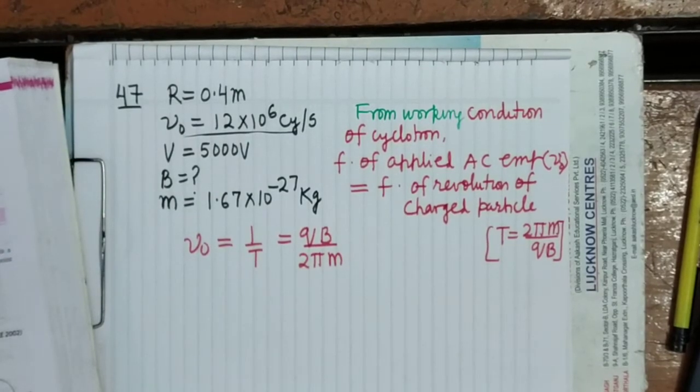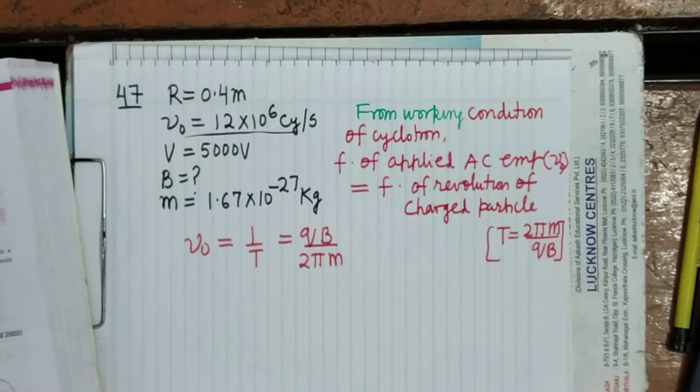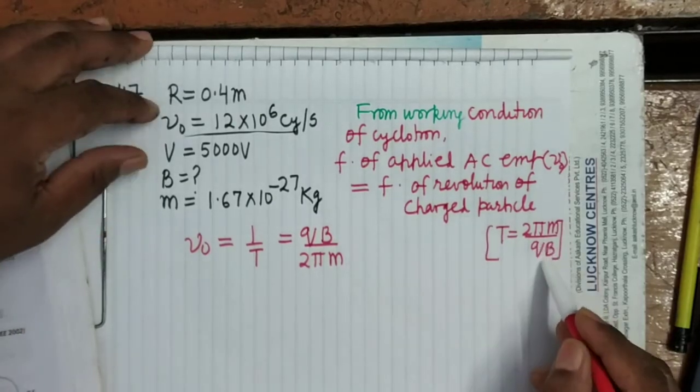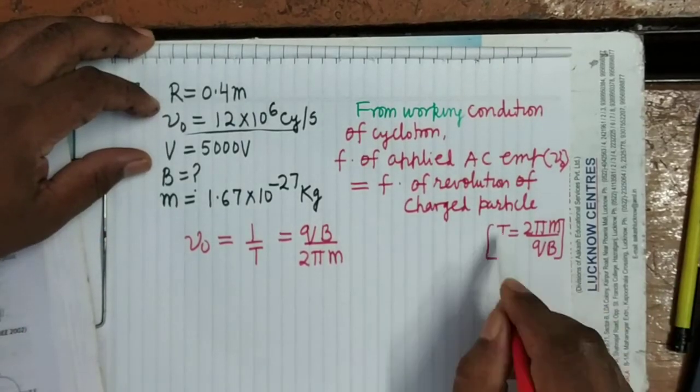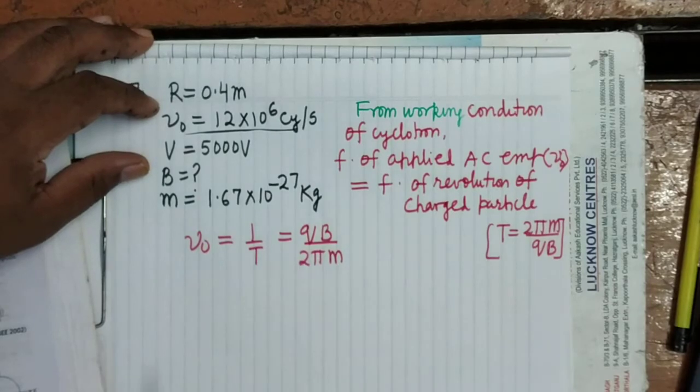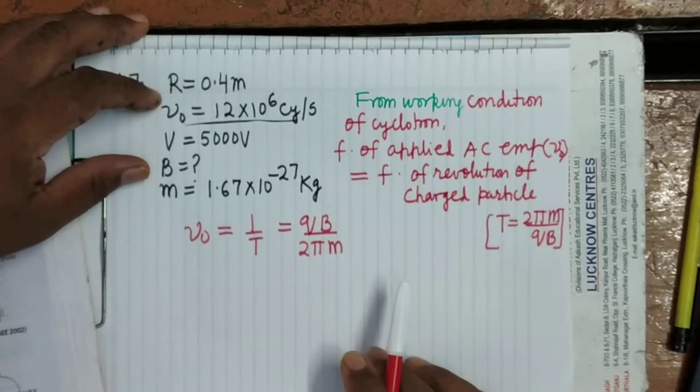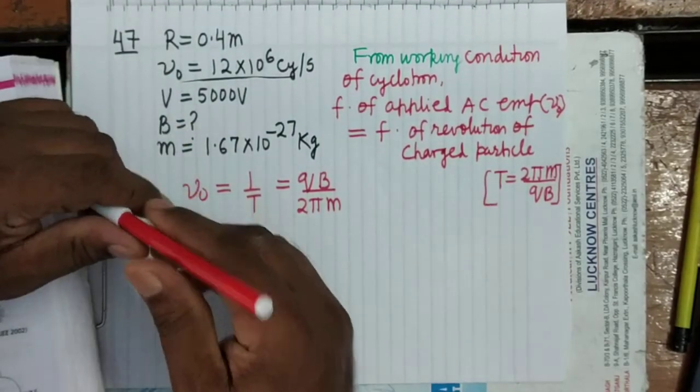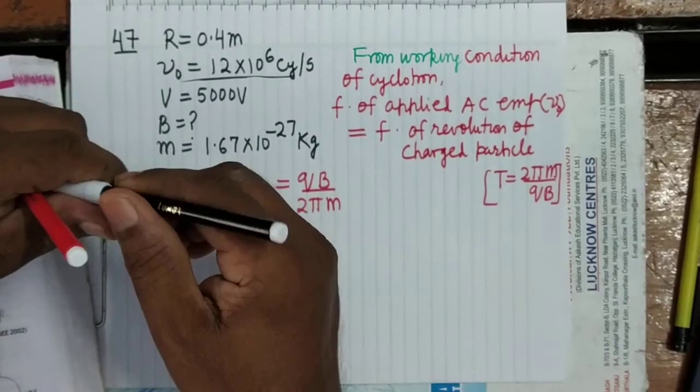You can see once again, from the working condition of the cyclotron, it will work only when the frequency of the applied AC source becomes equal to the frequency of revolution of the charged particle. Now what is the frequency of revolution of the charged particle? It is the reciprocal of the time period. Time period is given this. So what will be its frequency of revolution? Reciprocal, that is this. Now you can substitute the value, and when you substitute the value, you will get the magnetic field.